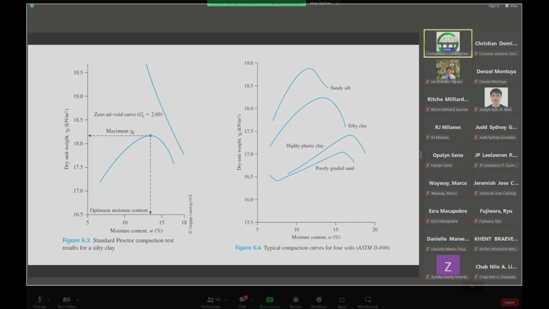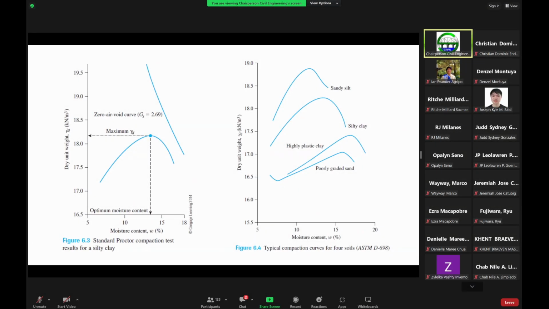Now, I would suggest that when you do this in the lab, you will normally be grouped. I suggest that the ladies, you try to distribute yourselves among the guys, because it requires some effort to do the compaction test.